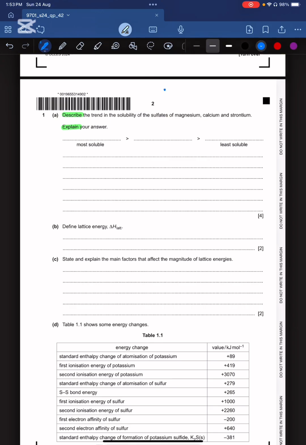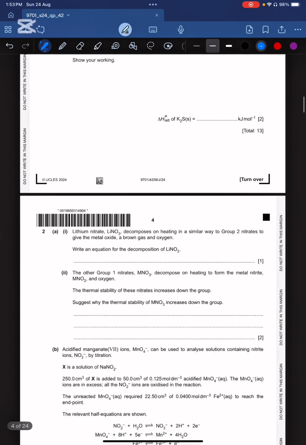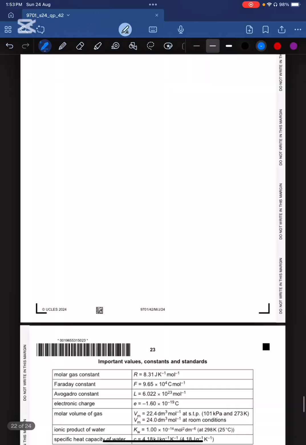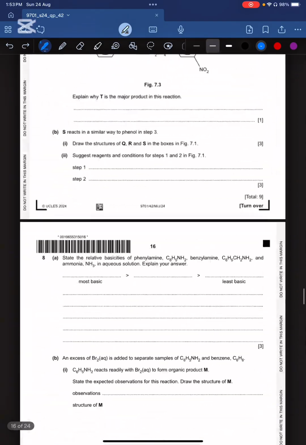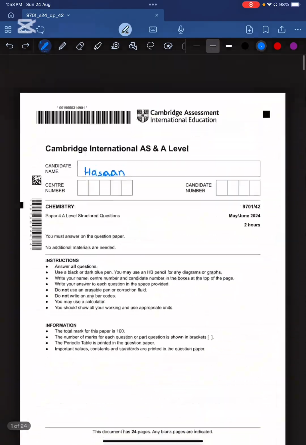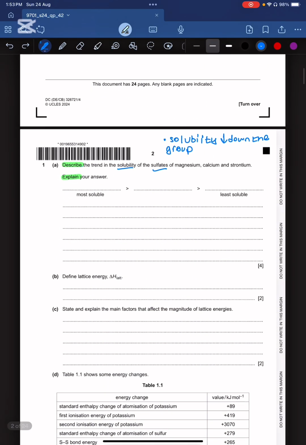We already know this. The question is for 4 marks, which means that we need to plan. Whenever a question is for 3 or more marks, we need to plan before we write an answer. So it's asking us about solubility and sulfates. So we obviously know that group 2 sulfates solubility decreases down the group. Meaning that if we look at the periodic table, magnesium, calcium, and strontium, magnesium will have the highest solubility, which is magnesium sulfate, and strontium sulfate will have the lowest solubility. We already know that. So we described the trend.